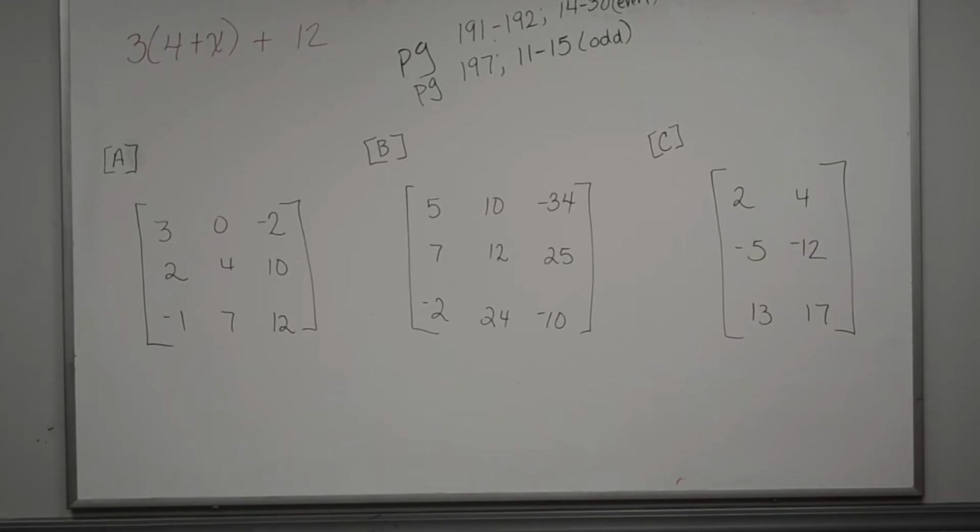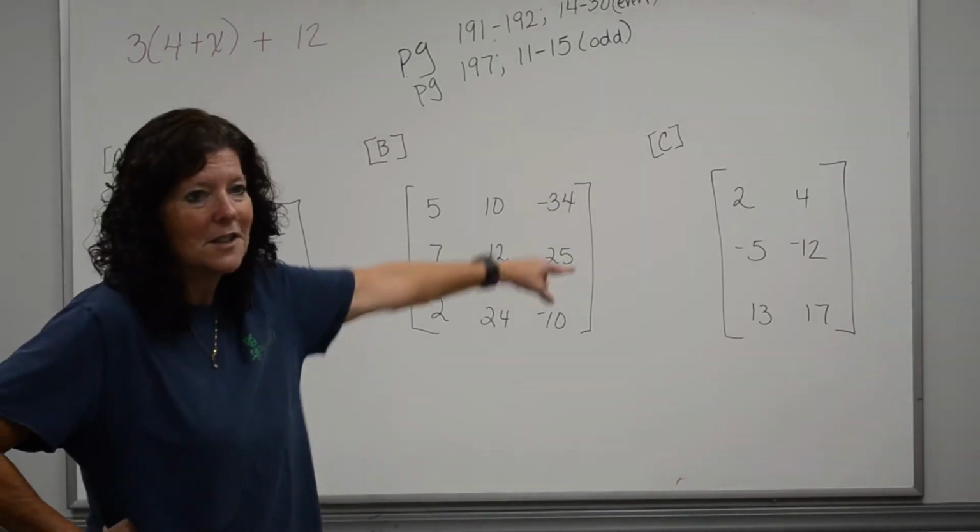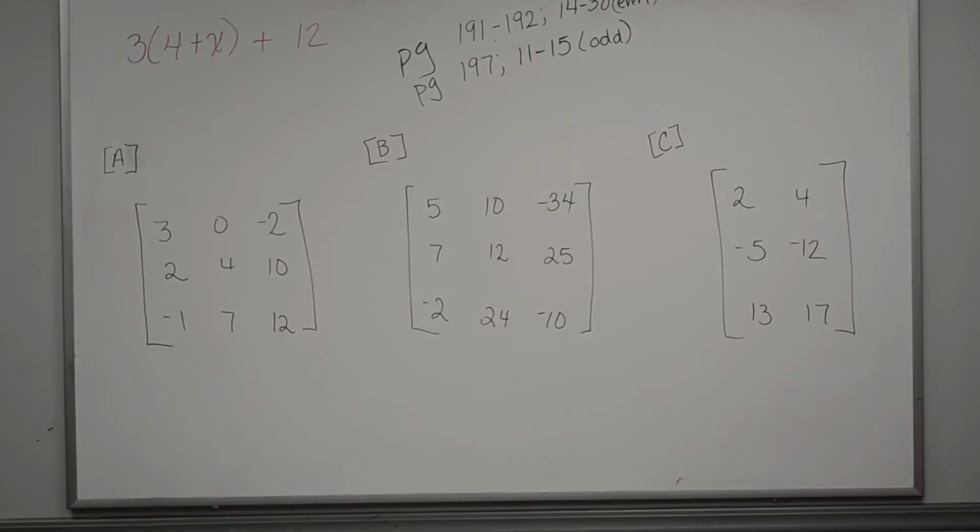Yes, Vivian? Wait, is that a 2 by 3? This is a 3 by 2. Oh, okay. This is a 3 by 2. This is a 2 by 3. Rows by columns. Got it in there?